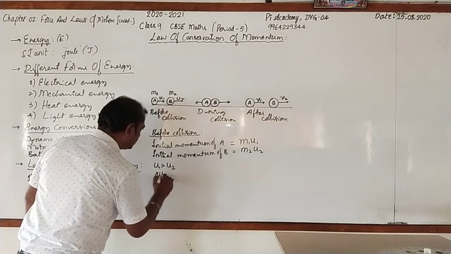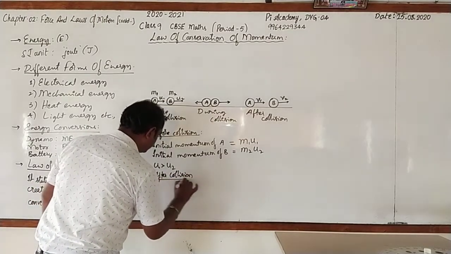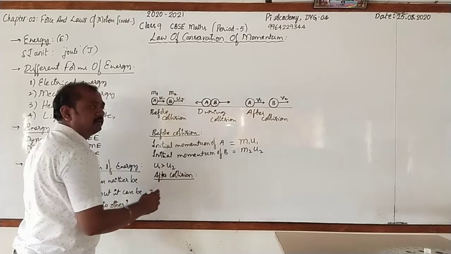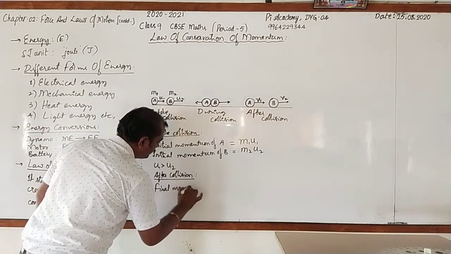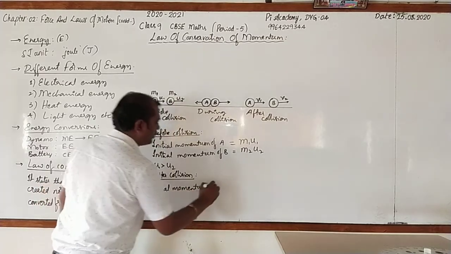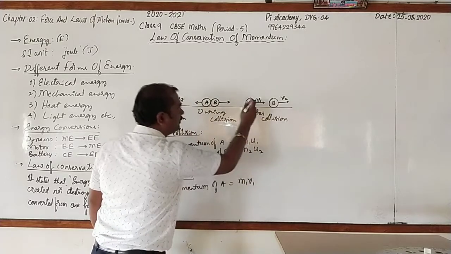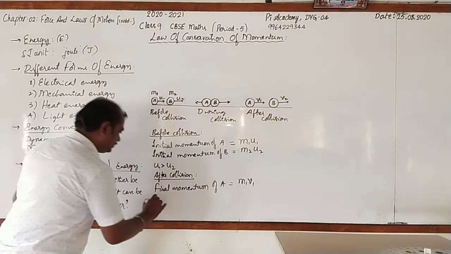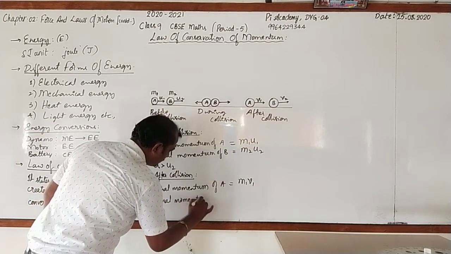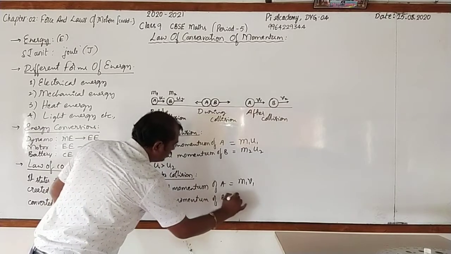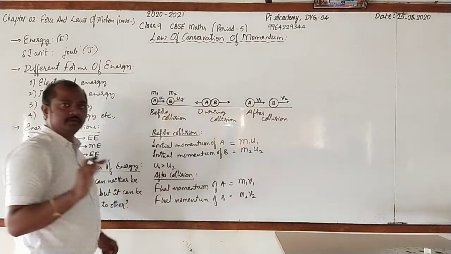Therefore, we can take the situation after collision. Then their momentum will be changed. I'll write final momentum of A. It is m1 v1. There will be no change in the mass. Then final momentum of B. What is it? It is m2 v2. Clear?